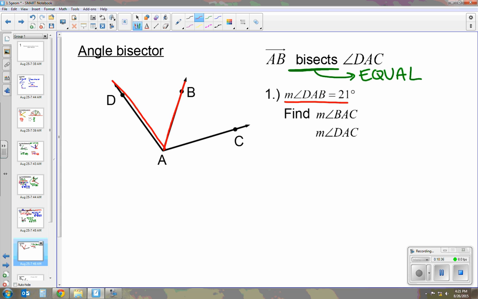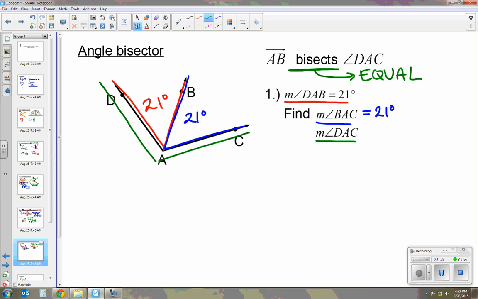Okay, so number one tells us that the measure of DAB is 21 degrees. So I'm going to outline DAB and label it 21 degrees, okay? Now I'm going to find the measure of BAC, which is right next to it. If one of the angles is 21 degrees and we have an angle bisector, the other one has to be 21 degrees since they are equal parts. So the measure of BAC is 21 degrees. And next we have to find the measure of DAC. Well, DAC is the whole thing, so we can add 21 and 21 and get 42 degrees for the measure of DAC.